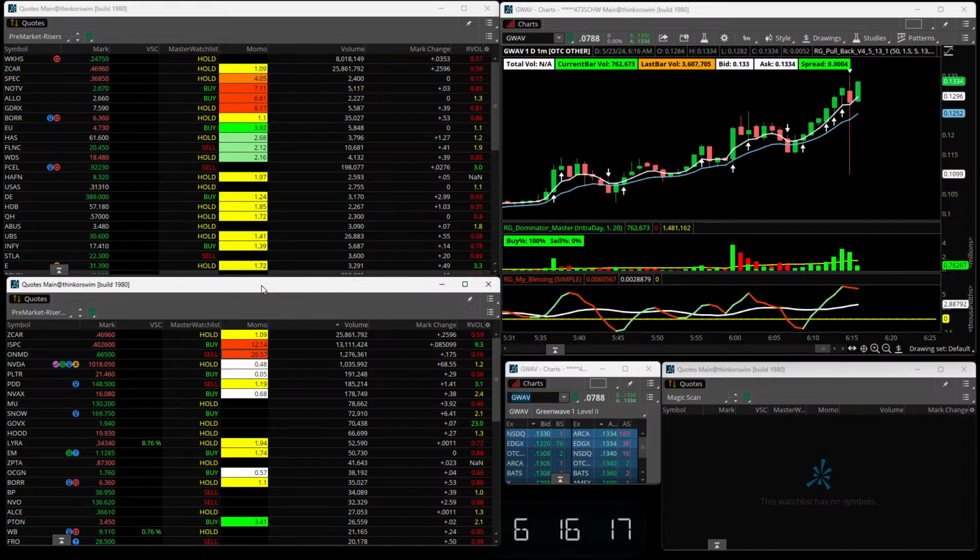Looks like we might rise up a little higher. Not seeing any other spikes as of yet.